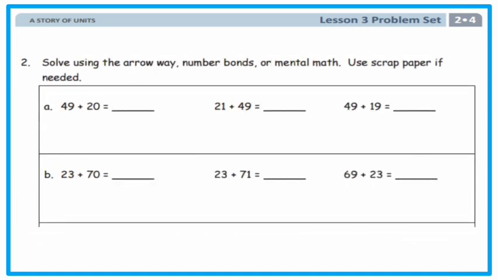Look at the next question. I want you to look at question number 2. We are to solve using arrow way, number bonds, or mental math. Use scrap paper if needed. So you can use your writing materials to make some extra calculations if you need to. Add up the tens, add up the ones, bring them together, get an answer.